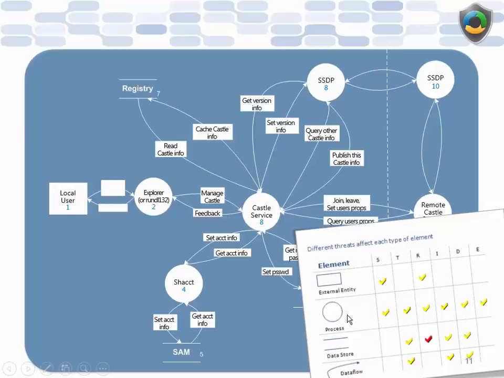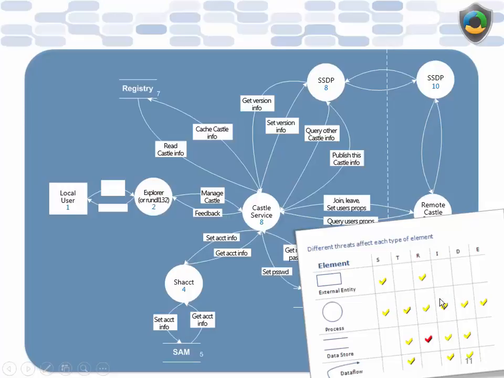Once you threat model, you match those threats up against the Microsoft STRIDE structure. So S, spoofing; T, tampering with data; R, repudiation, or the fact that you can claim you didn't do something and they can't prove you did; I is information disclosure, D is denial of service, and E is elevation of privilege.